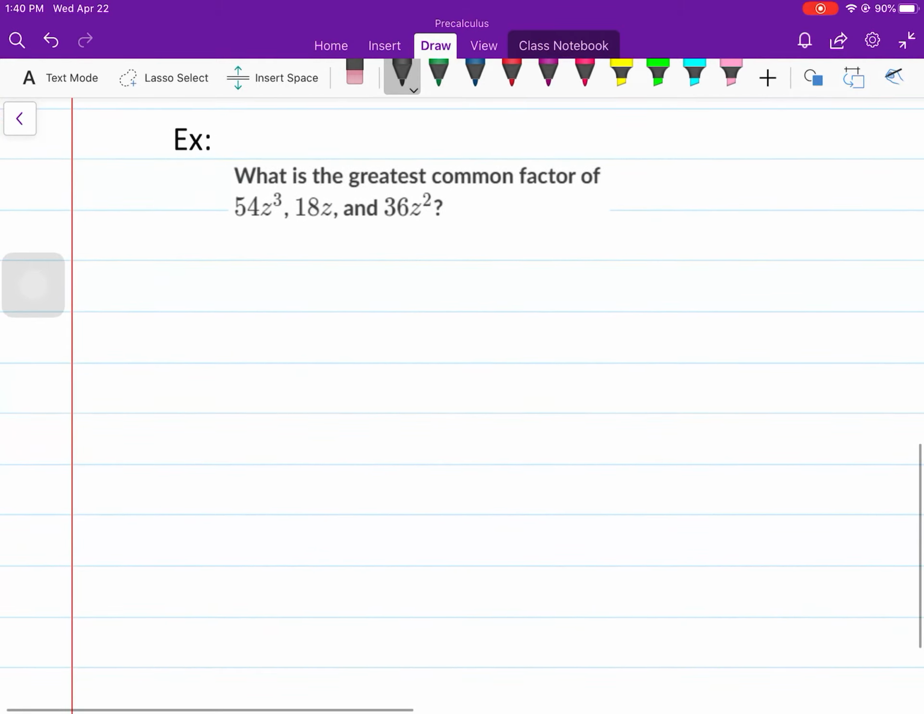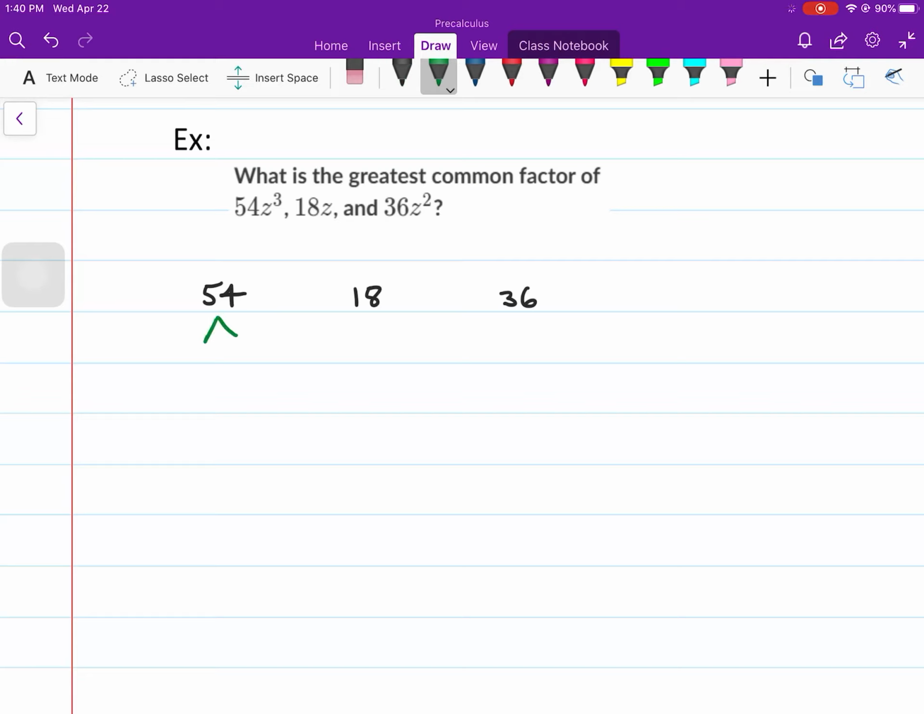Looking at something a little more complex, we have 54, 18, and 36. Well, if you look at the z, at most we can only take 1 z. You can see that there. This has 3 z's, that has 2, but at most we can only take 1. But what about our numbers? We have a 54, an 18, and a 36. Now, some of you might just look at this and be like, boom, 6 is the number. Others, it may take some time. So those that take a little bit more time, let's go ahead and take a look at a factor tree.